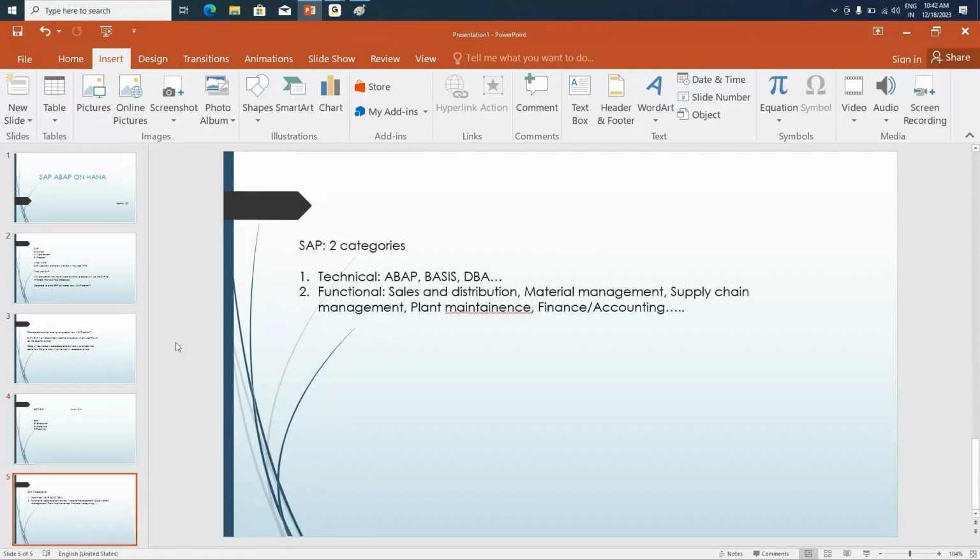Then, what are the categories in ABAP? So first, in general, we'll have two categories, that is your functional and your technical. So in technical, we'll have many. Out of those, these three are the common ones: ABAP, Basis, and DBA. The responsibility of ABAPer is to extract the data and show it in a readable format. The responsibility of a basis is mostly your upgrade activities and your login credentials, these sort of stuff. And database admin team is used to manage the database.